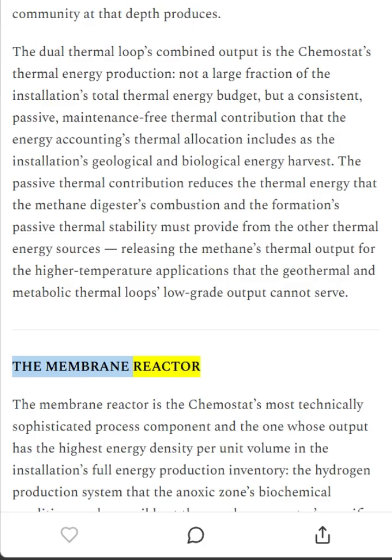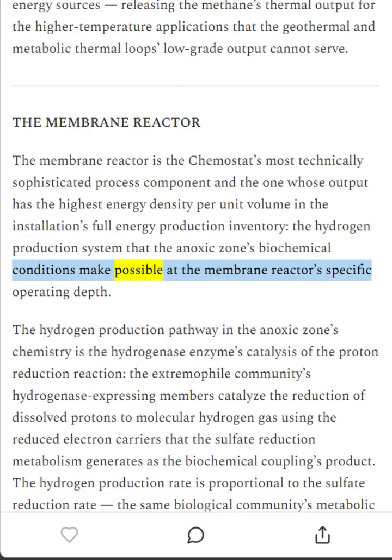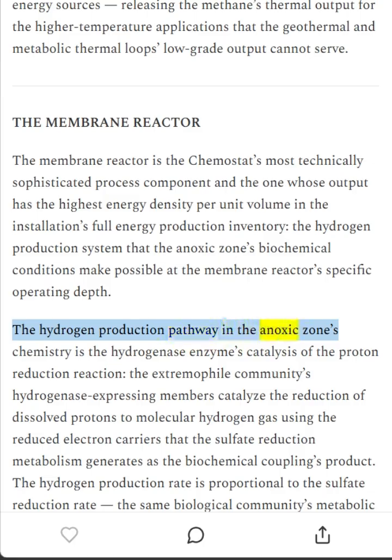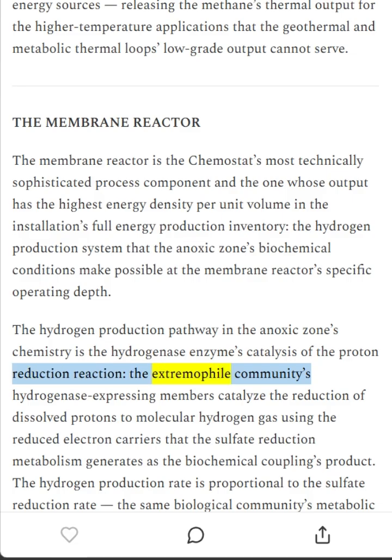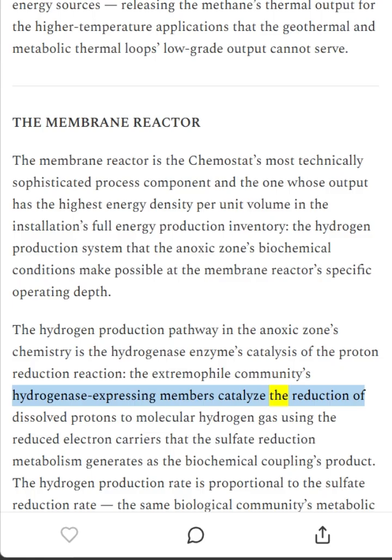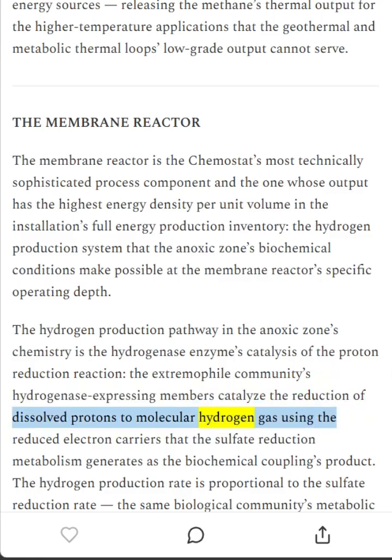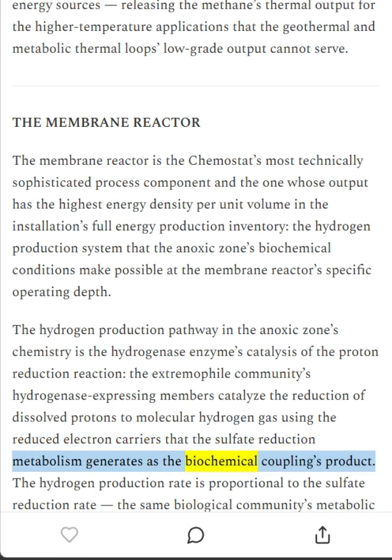The membrane reactor. The membrane reactor is the chemostat's most technically sophisticated process component and the one whose output has the highest energy density per unit volume in the installation's full energy production inventory, the hydrogen production system that the anoxic zone's biochemical conditions make possible at the membrane reactor's specific operating depth. The hydrogen production pathway in the anoxic zone's chemistry is the hydrogenase enzyme's catalysis of the proton reduction reaction. The extremophile community's hydrogenase-expressing members catalyze the reduction of dissolved protons to molecular hydrogen gas using the reduced electron carriers that the sulfate reduction metabolism generates as the biochemical coupling's product.